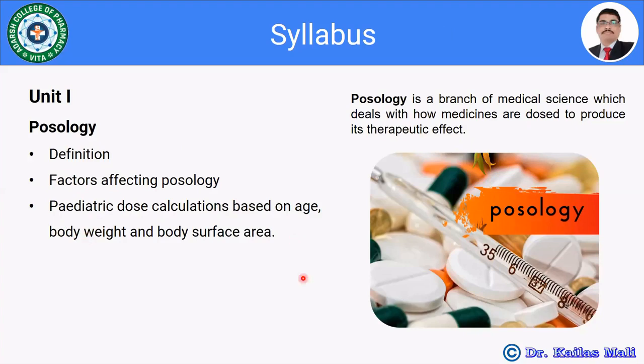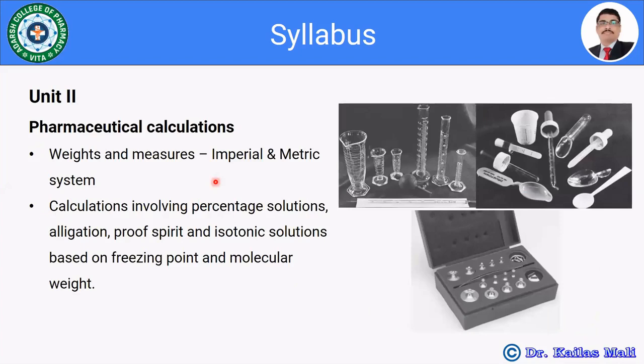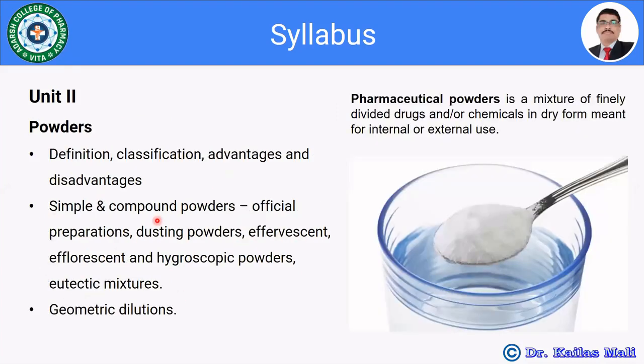Moving towards unit 2, in which we are going to discuss pharmaceutical calculations. So look at the figure. These are the weights and measures. Maybe all of you have seen the pharmaceutical calculation part. We are going to discuss weights and measures, that is the imperial and metric system, then calculations involving percentage solutions, then the alligation method, preparation of proof spirit, and isotonic solutions based on freezing point and molecular weight. So these are the things which we are going to discuss under the chapter pharmaceutical calculations.